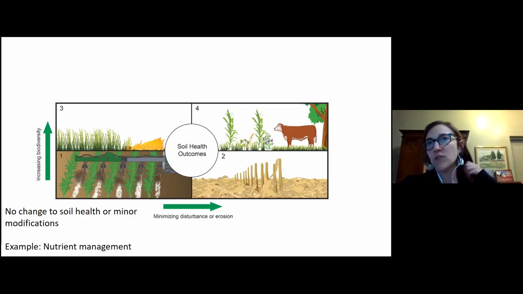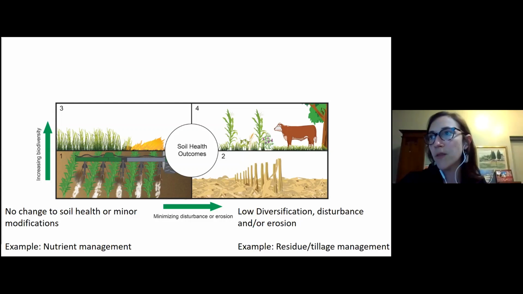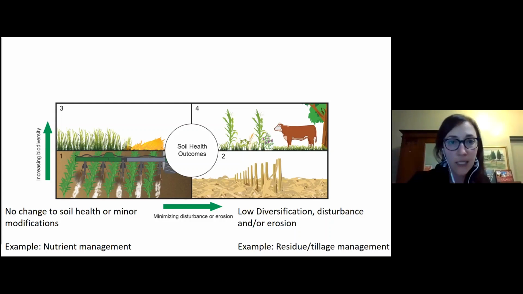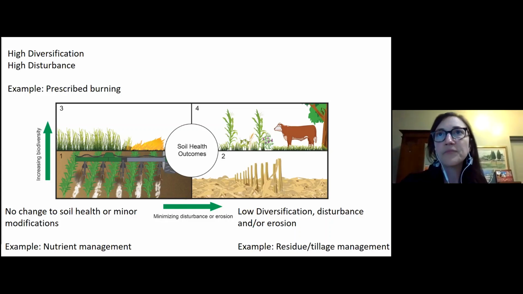But the idea is that this first quadrant is practices that represent kind of no change to soil health or maybe minor modifications. So something like what we're representing here, nutrient management, could have benefit, but maybe only a minor modification or opportunity to improve soil health. And then what we put into quadrant 2 was the low diversification, disturbance, or erosion quadrant, things like residue or tillage management, so where we're reducing disturbance, but not necessarily changing the diversity above ground.